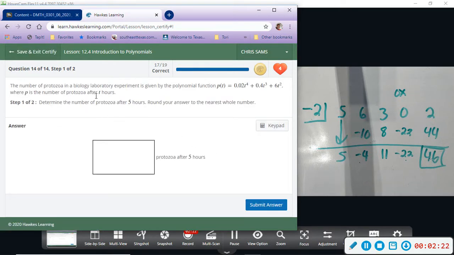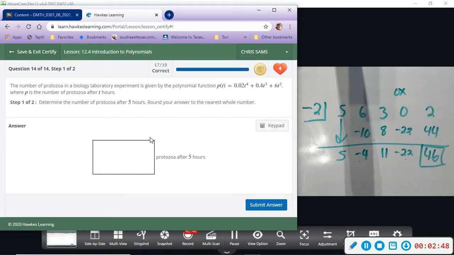And then 14, we have an application. So we have this biology experiment given by this function, and they give us the function here, and t is the number of hours, and we want to determine how many of these protozoa after 5 hours. How many would we have after 5 hours? So we're going to plug in a 5 to this experiment.